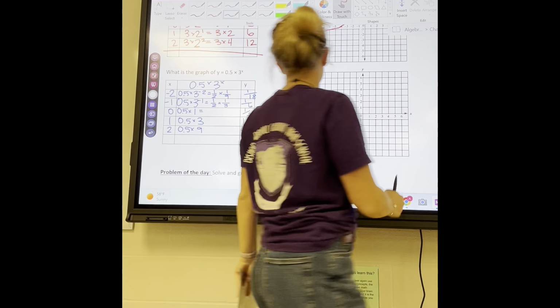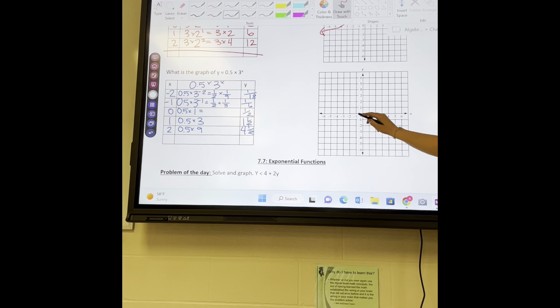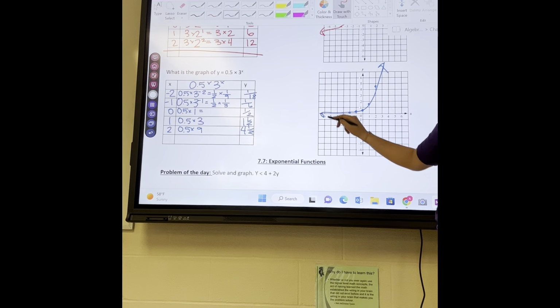So now I'm going to go through and put those points. -2, 1/18, that's just going to be like barely above 0. -1, 1/6, also not very far above 0. 0, half, 1, 1.5, 2, 4.5. My graph would look something like that.